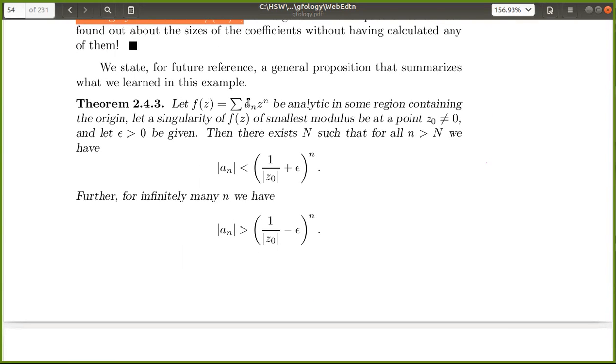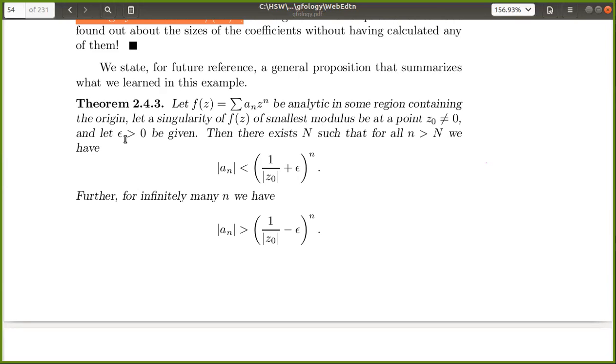So if f(z) is the power series sum of a_n z^n, and this is analytic in some region containing the origin, and a singularity of f(z) of smallest modulus is at z naught, so mod z naught defines the radius of convergence. Remember, this is how we were finding the radius of convergence: look at the point nearest to the origin at which the function fails to be analytic. So z naught is nothing but the radius of convergence for this f(z).